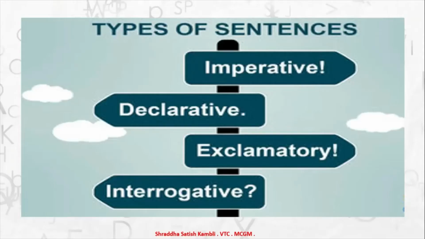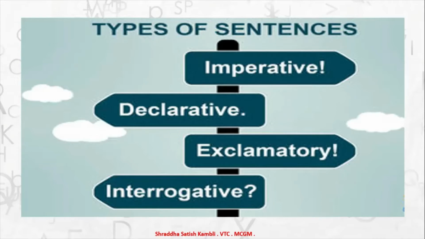Question, children, is a type of sentence. Now you must have heard that sentences are of various types. You must have heard of simple, compound, complex also. You might just have heard about it now in the 5th standard. You will learn more about it in the higher classes. But types of sentences which are based on their use or on their function can be of 4 types, and that is imperative, declarative, exclamatory, and interrogative.